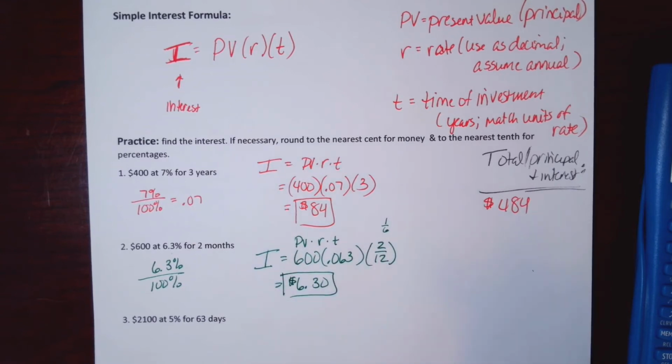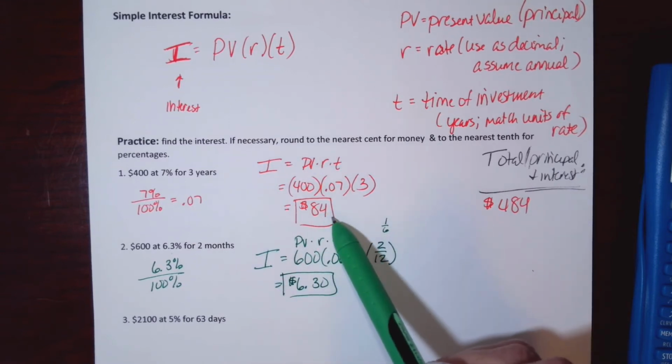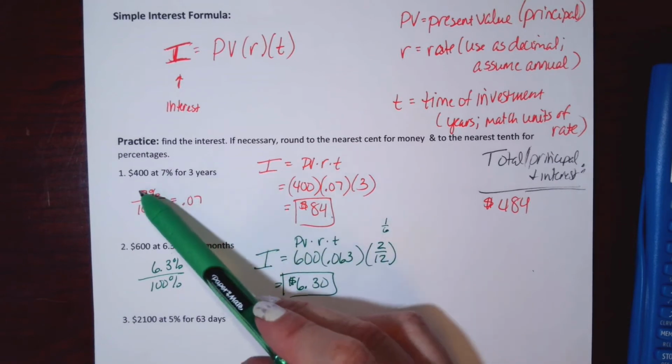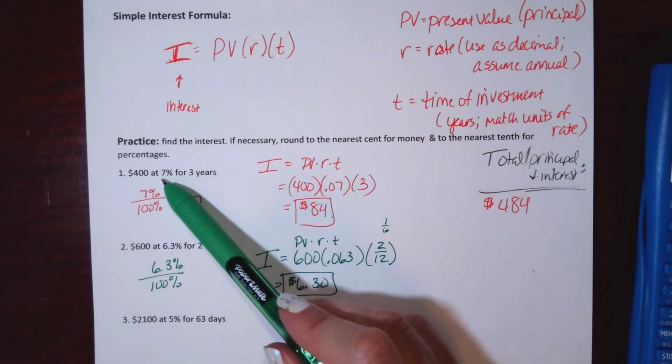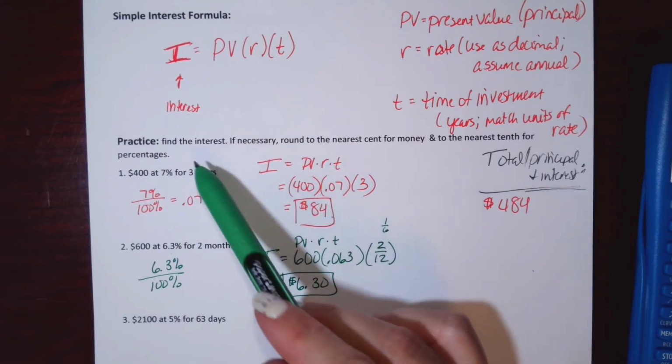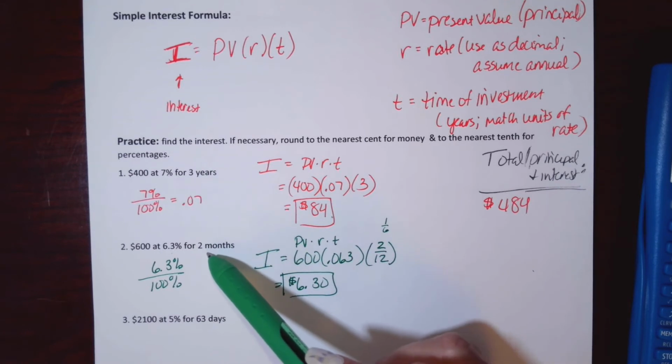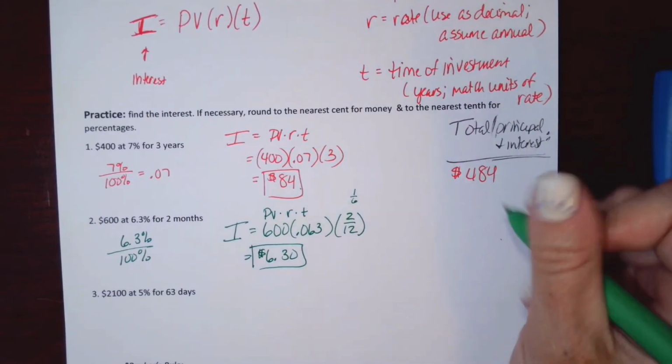Does that make sense? I mean, I earned $84 here, and it was less money, but it was a little bit higher rate. I earned $84. Well, that was 3 years. This is just 2 months. $6.30 of interest over 2 months.